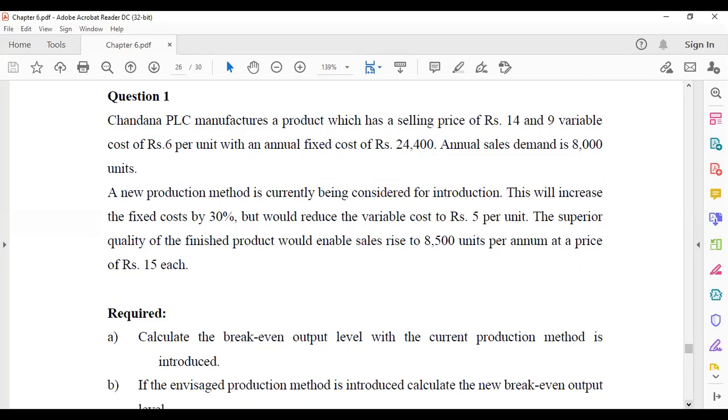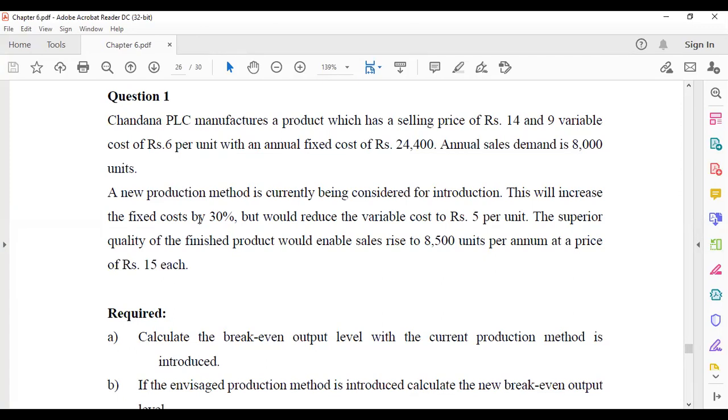Right, let's say Chandana PLC manufactures a product which has a selling price of rupees 14, and that's a mistake, 9 is not applicable. Variable cost of rupees 6 per unit. The selling price is 14 and the variable cost is 6 rupees, with an annual fixed cost of rupees 24,400. And also the annual demand is given as 8,000 units. So that is the information in the first para.